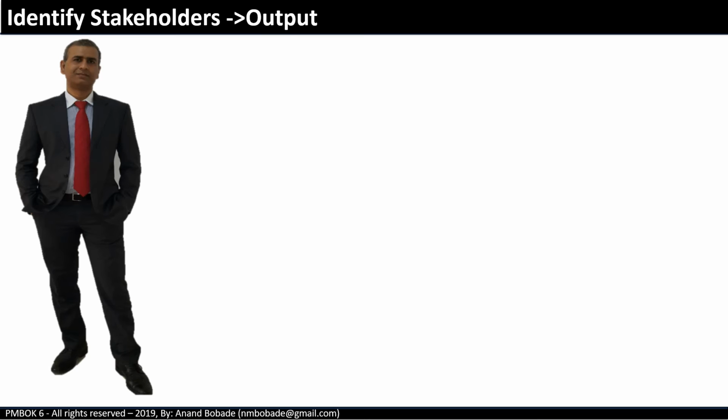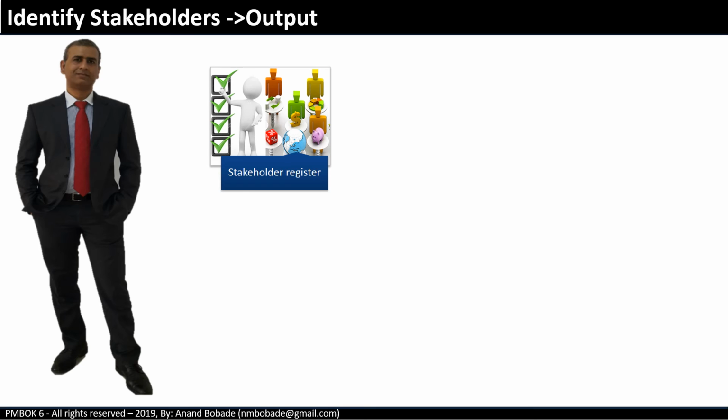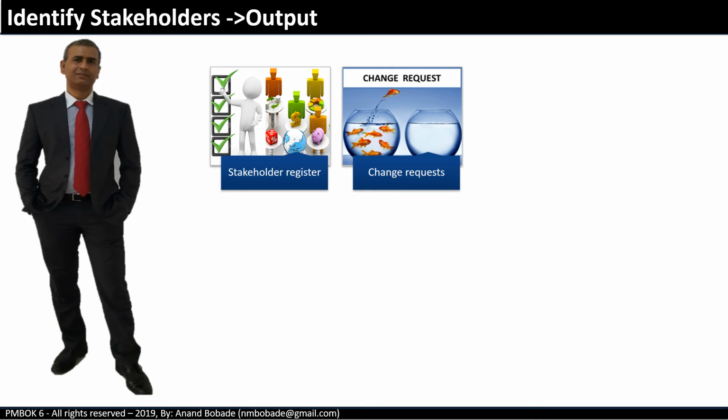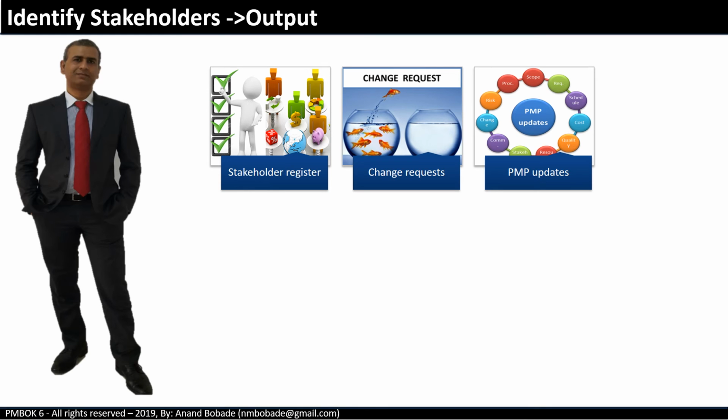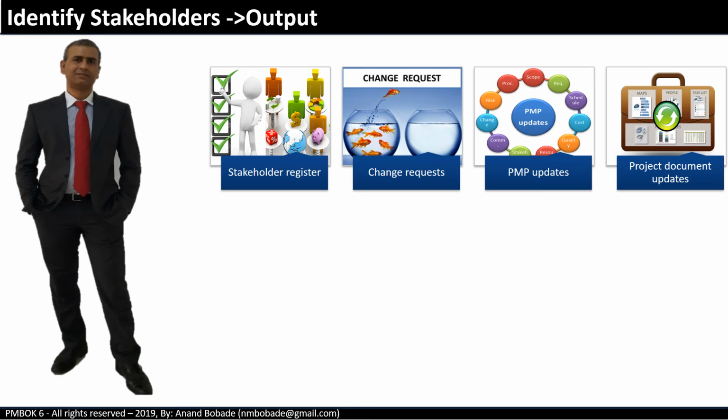The output of the identify stakeholders process is the stakeholder register, which is the key output. In the same way that the initial risk management planning process creates the risk register, which is then modified throughout the remaining processes in the knowledge area, the initial stakeholder management process creates the stakeholder register, which is then modified throughout the remaining processes in the stakeholder management knowledge area. Next outputs are change requests, project management plan updates, and project document updates.